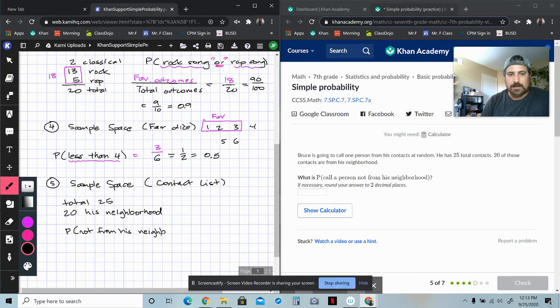Well, let's think about this. We can think logically, right? If there are 25 total and 20 are from his neighborhood, how many of them are not from his neighborhood? That would be your favorable, right? So in this case, the favorable is going to be the remaining 5 people, right? So out of his 25 contacts, only 5 of them are not from his neighborhood. So it would be the favorable 5 over 25, right? And then we can simplify that, times top and bottom by 4, and you get 20 over 100, which is the same as 0.2 or 2/10.